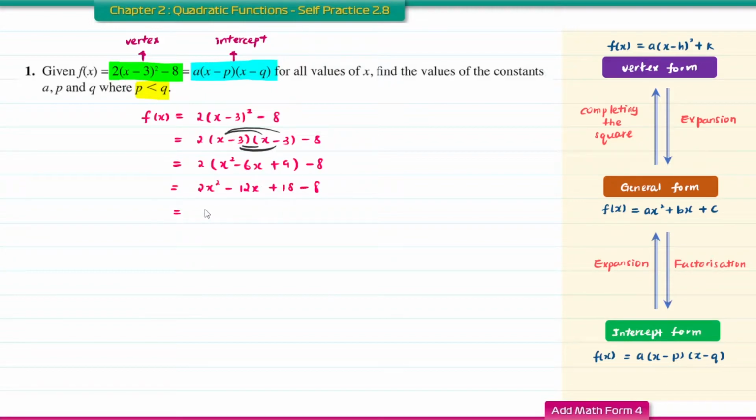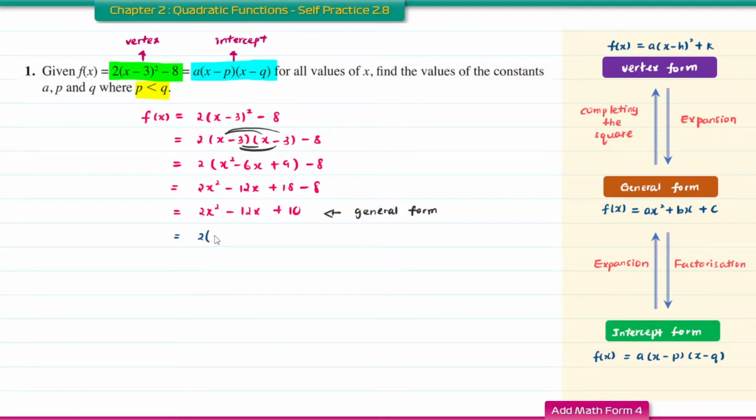Next, we're going to solve for the like terms. So here you're going to have plus 10. So 2x squared minus 12x plus 10, this one is in general form. Then we're going to change it to the intercept form. So we're going to let the a equal to 1. Therefore, we're going to do the factorization first.